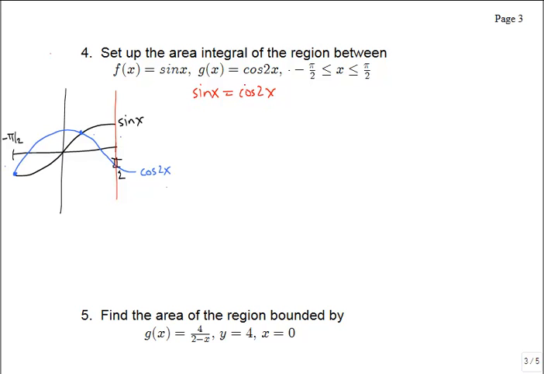I don't like that cosine of 2x in there because it has that double angle, so I'm going to use a double angle identity. And since this is just a sine x on the left side, I'm going to use the double angle identity for cosine that uses only sines. So I'm going to leave the sine x the way it is, and cosine of 2x is the same as 1 minus 2 sine squared x. And now I have a quadratic equation only in terms of sines.